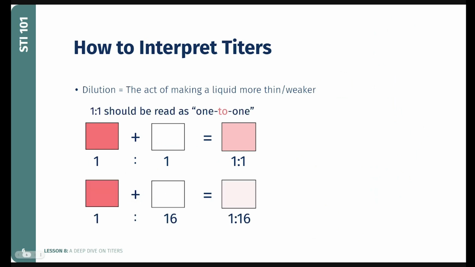Now let's compare a 1-to-1 titer to a 1-to-16 titer. A 1-to-16 titer means that for every 1 drop of red, we are going to add 16 drops of white. Notice how the red becomes much fainter or more diluted. This makes it much harder to generate a reactive result on a sample with a lower concentration of bacteria.